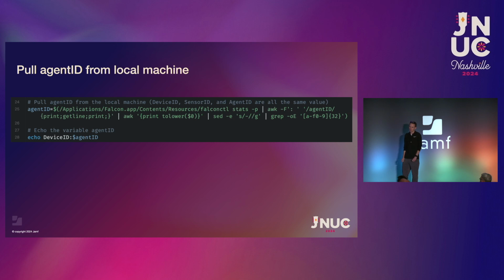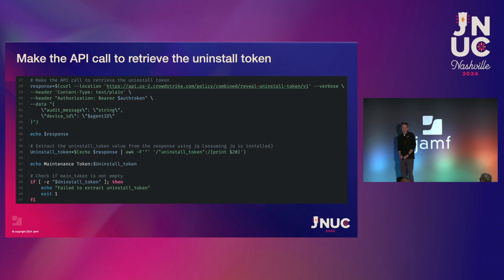So then this command, we're locally pulling the agent ID using awk and then extracting that value out. And note, the device ID and the agent ID are the same values. The API refers to the device ID, and locally, it's the agent ID. So here, this is the API call we are making to target the uninstall token. We utilize the auth token and the agent ID variables we have previously gathered to then awk the maintenance token value from that response. And then after that, we make a statement to make sure that the value isn't empty and proceed on.